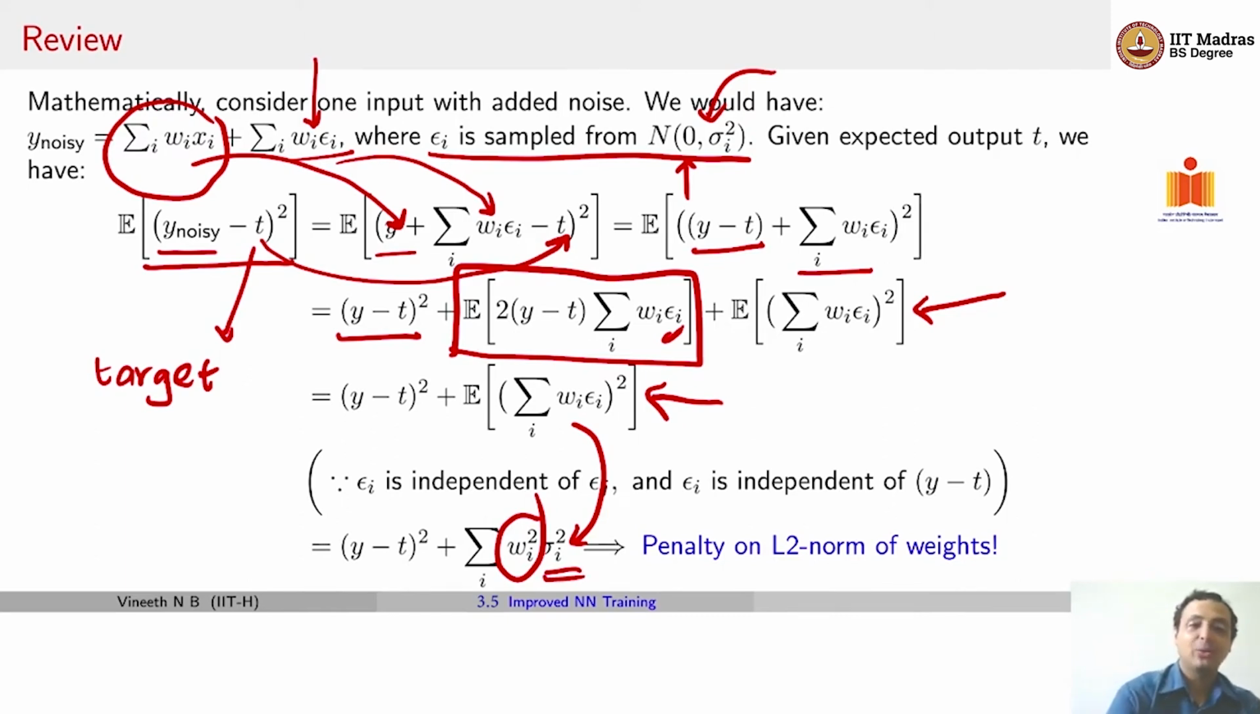Rather, when we added noise to the input, your expected mean square error, the new loss function rather, is going to look like your old loss function plus an L2 weight decay.